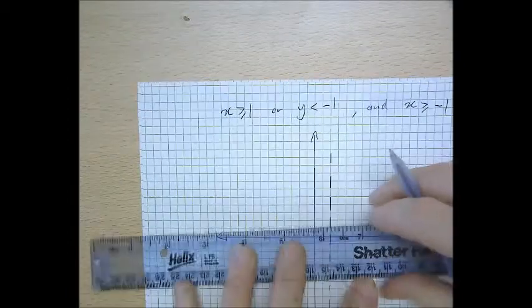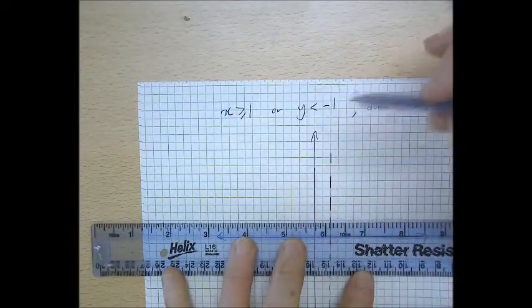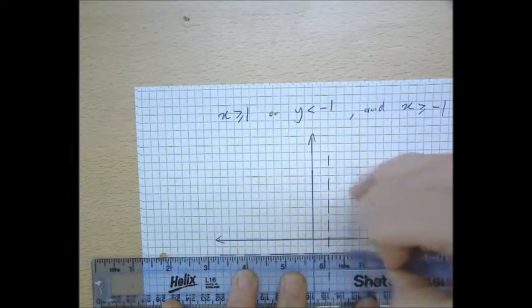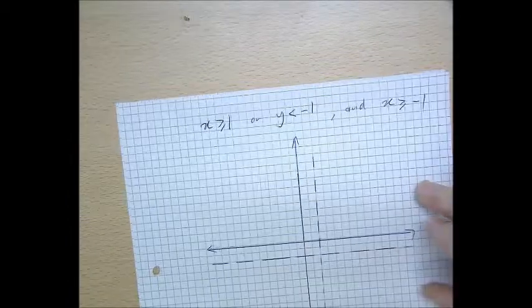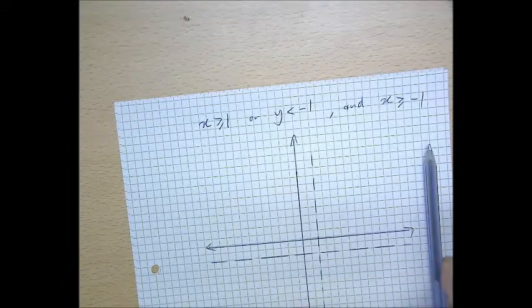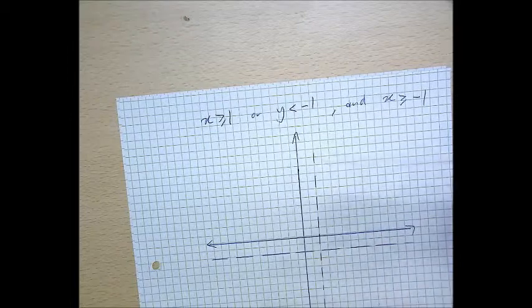Here's me doing y is less than -1. What do I dig? I dig a great big L shape. I dig anything over here, and I dig anything under there. So that's a great big L.